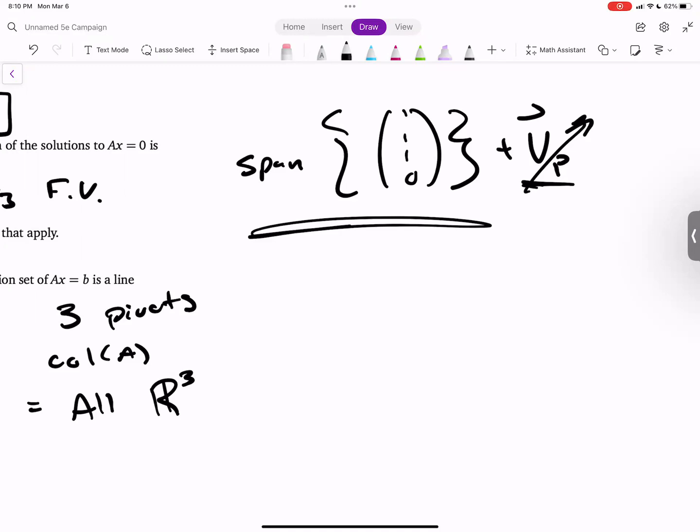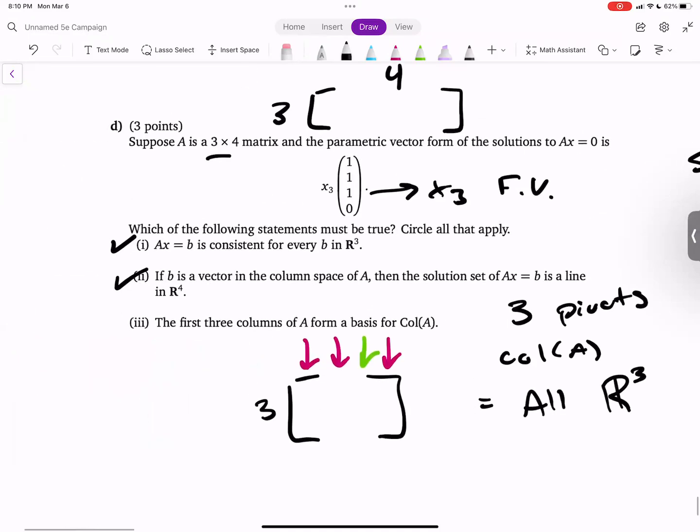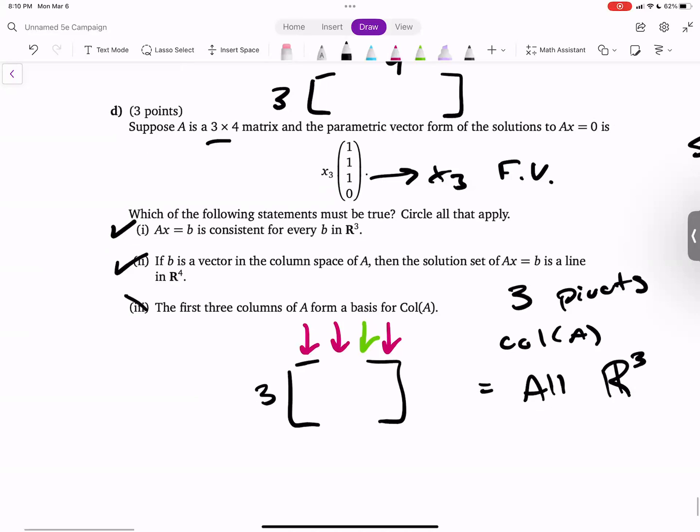All right. So D3, the first 3 columns form a basis, true or false? Why? The third one is not a pivot. Which 3 columns do form a basis? First 2 and the fourth. Yep. Any other questions on any of this?